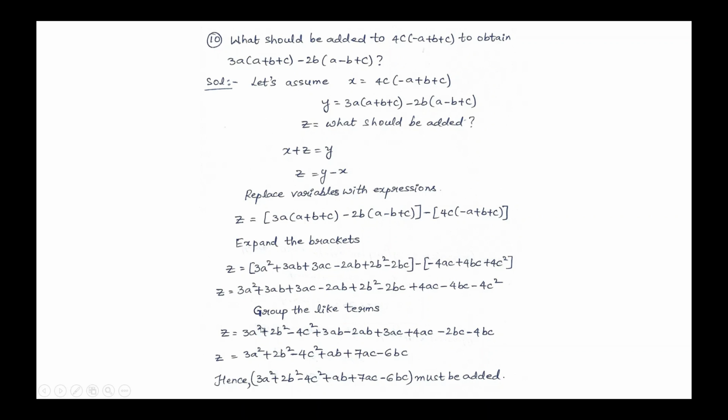Group the like terms and write z is equal to 3a square plus 2b square minus 4c square plus 3ab minus 2ab plus 3ac plus 4ac minus 2bc minus 4bc. So z is equal to 3a square plus 2b square minus 4c square plus ab plus 7ac minus 6bc. Hence 3a square plus 2b square minus 4c square plus ab plus 7ac minus 6bc must be added.